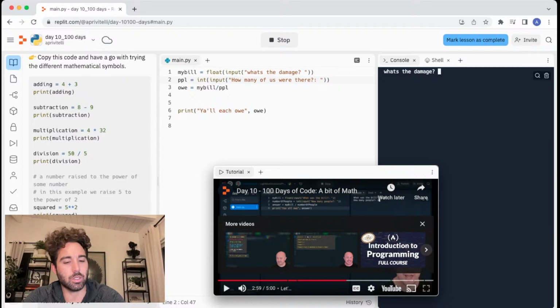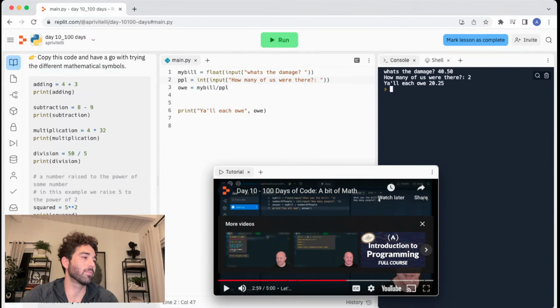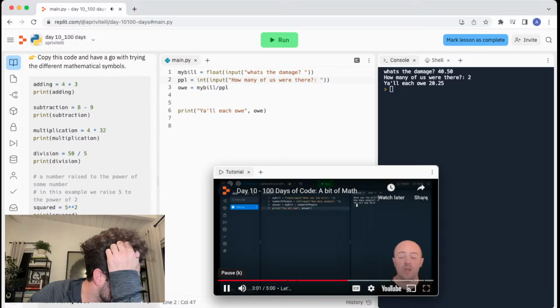What's the damage? Let's go 40.50. How many were there? There were just 2 of us. Y'all each owe 20.25. Alright, cool. Well, we owe $20 a piece.